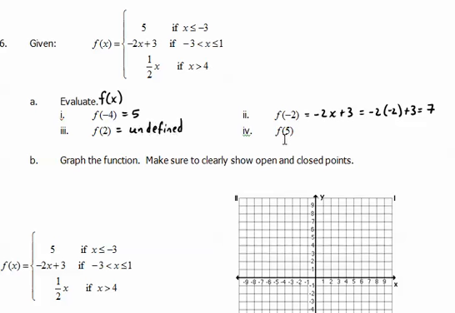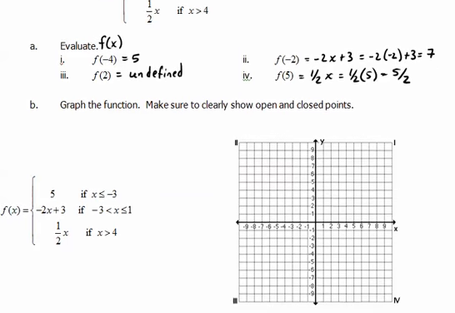Now let's look at the next one. X is 5. If x is 5, which of these should I use? Well, 5 is greater than 4, so let's use the third one, 1/2 x. Put in the 5 for x and you get 5/2. So now we have evaluated 3 points that are on our function. Now let's go ahead and graph this function.